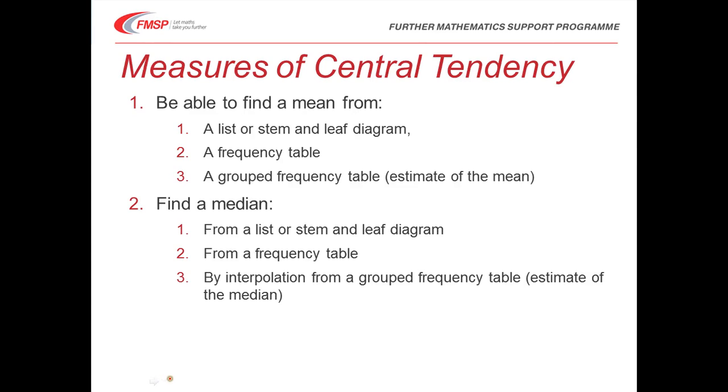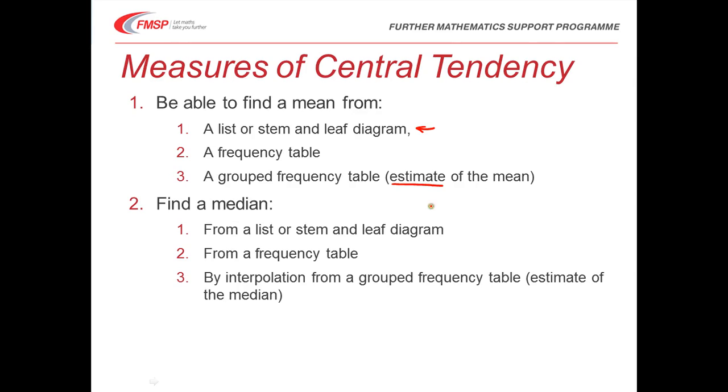So, looking firstly at measures of central tendency, these are effectively your averages. They're the means and the medians. So for the mean, you need to be able to find it from a list or a stem and leaf diagram, also a frequency table, and also you need to be able to estimate the mean from a grouped frequency table. And the reason we're estimating is because you don't actually know your data because it's grouped.